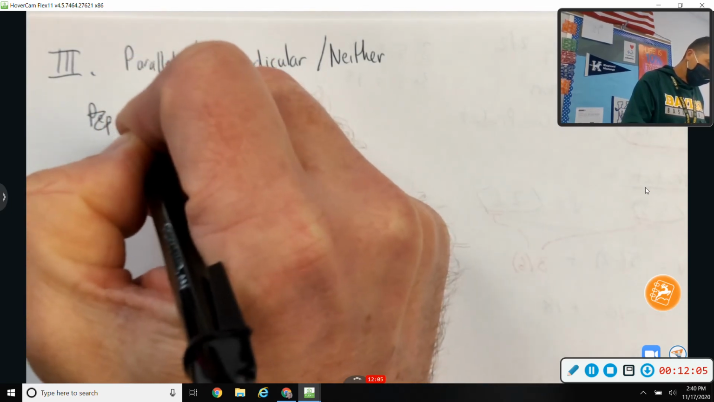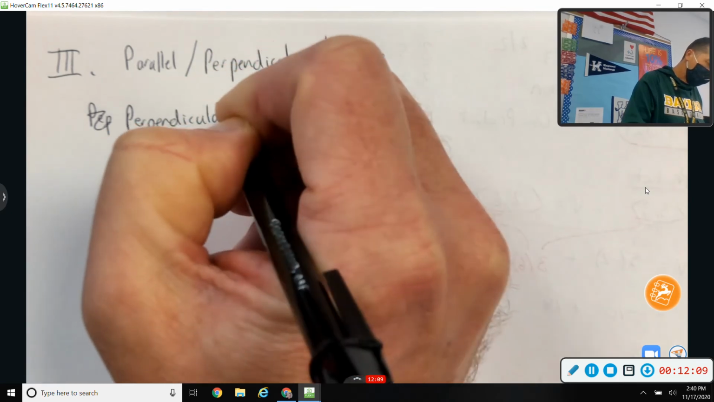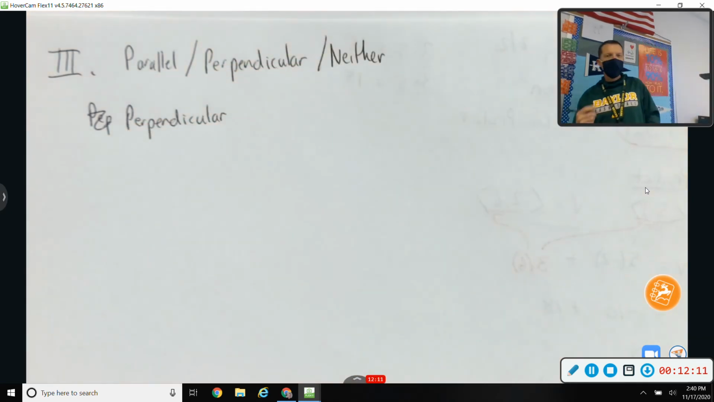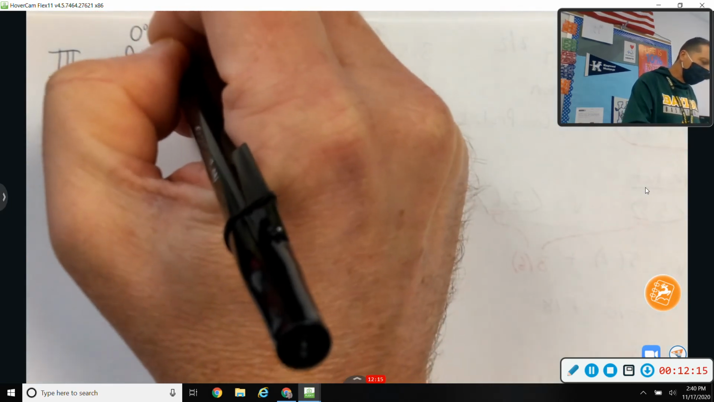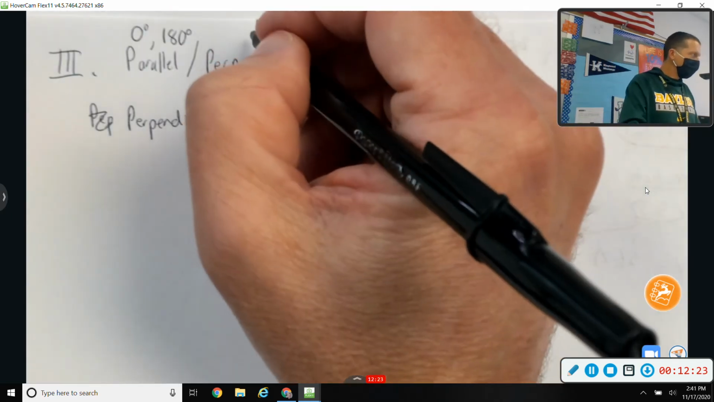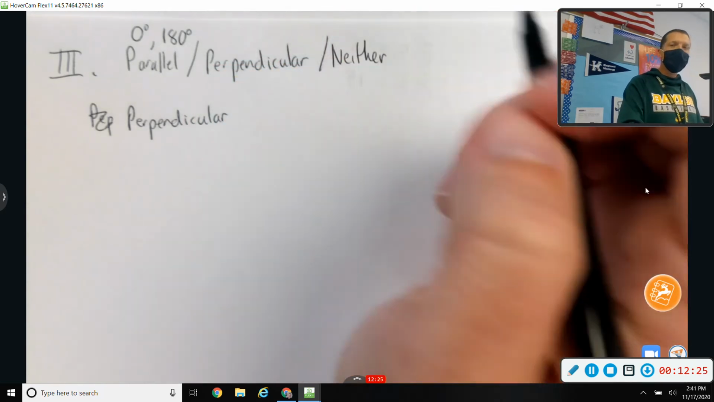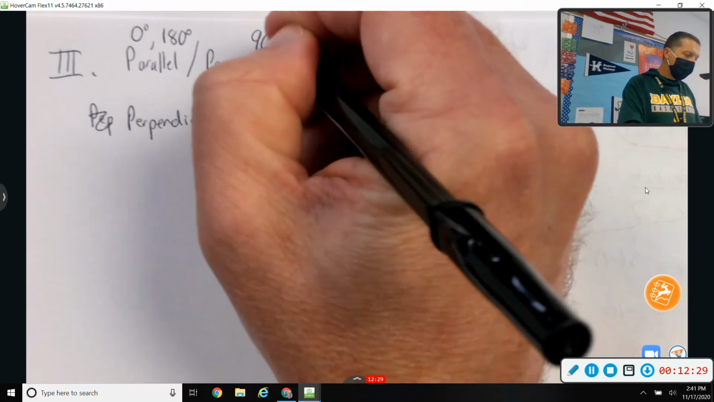So, first, shortcut for perpendicular. Actually, let's back up a second. Parallel would be if your angle is 0 or 180. What does perpendicular mean? Like opposite. What is it in terms of angle measurements? Perpendicular: 90. Oh, wait, no. It's 90.